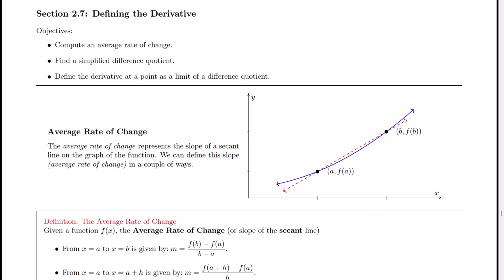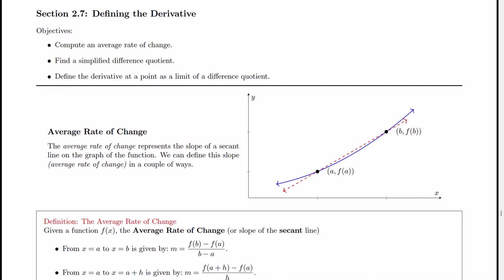Section 2.7, Defining the Derivative. The objectives of this section are to compute an average rate of change and to find a simplified difference quotient, and finally define the derivative at a point as a limit of a difference quotient. So we begin with the average rate of change.